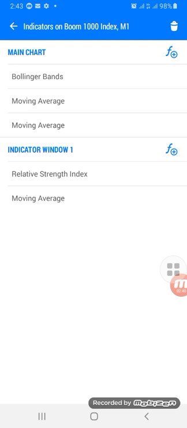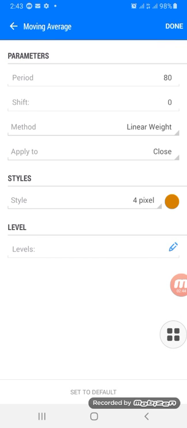All right, after doing that, the next thing is you add another moving average in the main window. Remember, period is 80, shift is 0, method is linear weighted, apply to close. I choose brown. You can choose any color of your choice, and then you click on done.